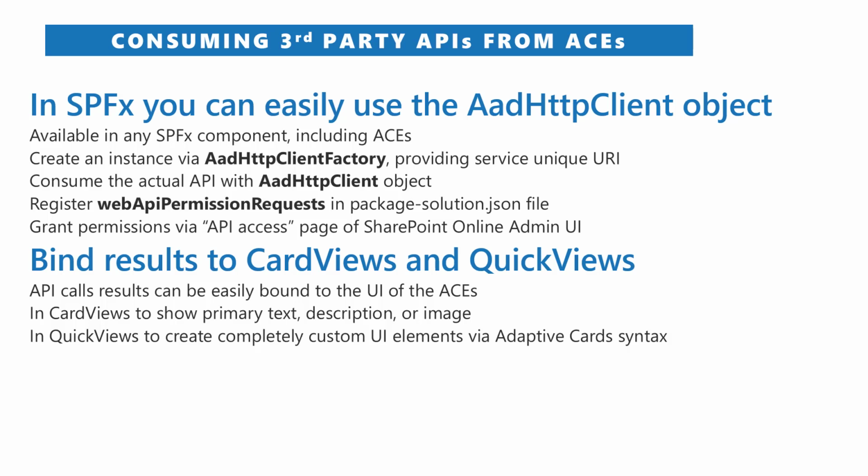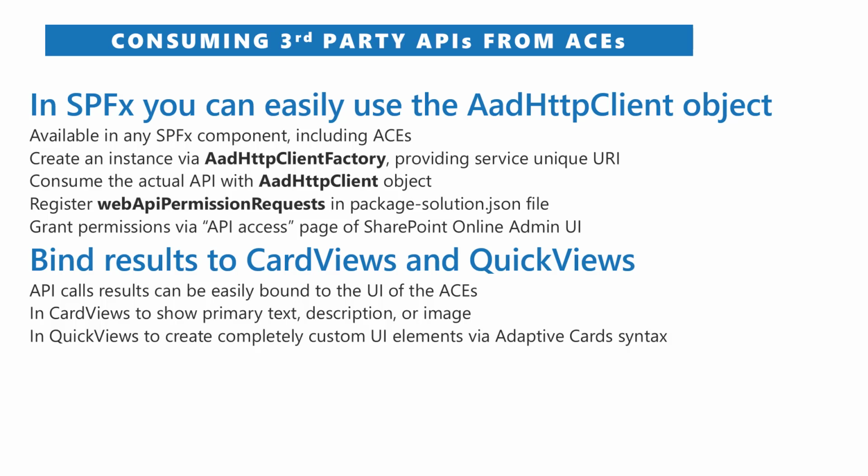Then, using the AAD HTTP client, you can do the actual consumption of the backend API as long as you configured proper permissions for your solution, which can be done configuring the Web API permission request section in the package-solution.json file of your SharePoint Framework solution. And once you have the solution ready to be uploaded in the app catalog, you upload the SPPKG in the app catalog and you go to the API access page of SharePoint Online Admin UI to grant the permissions needed by your application in order to consume the backend API.